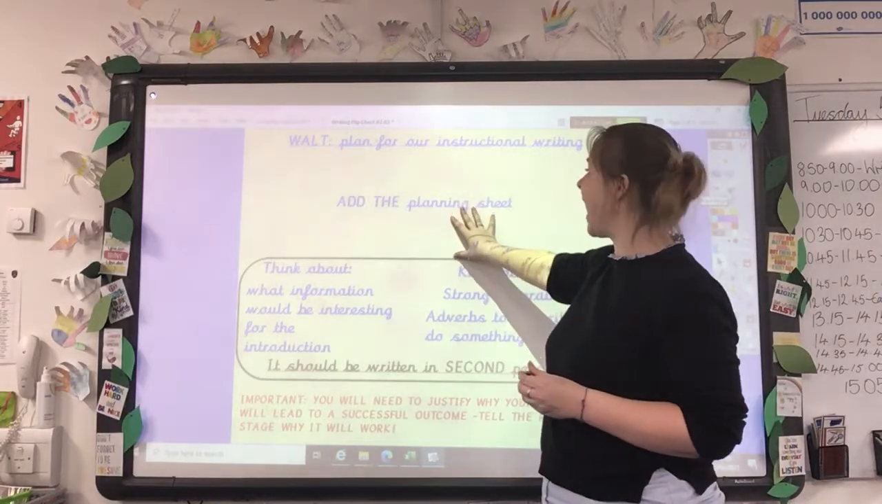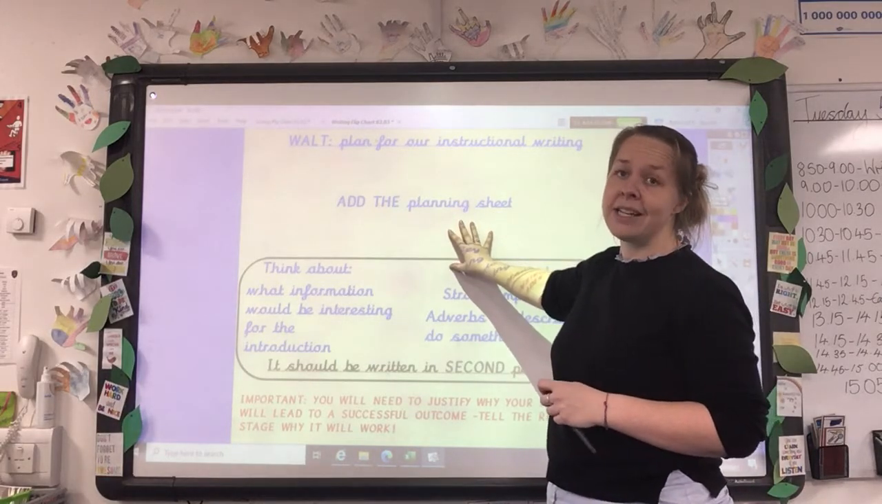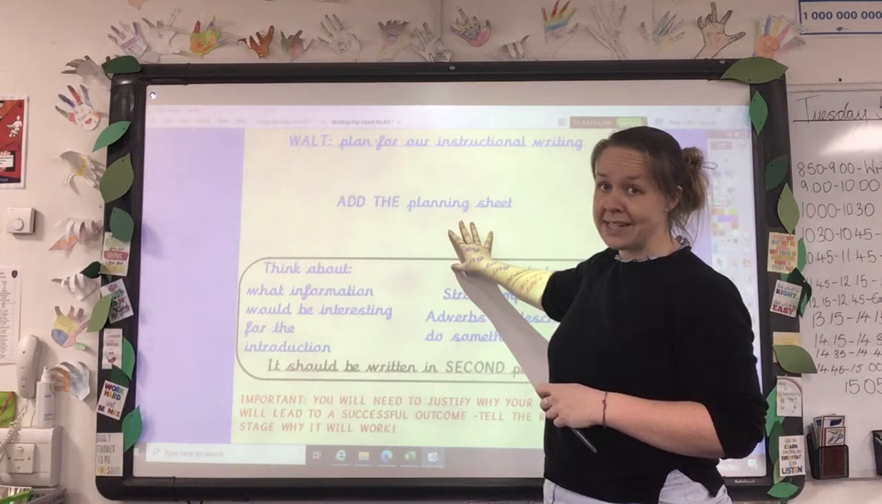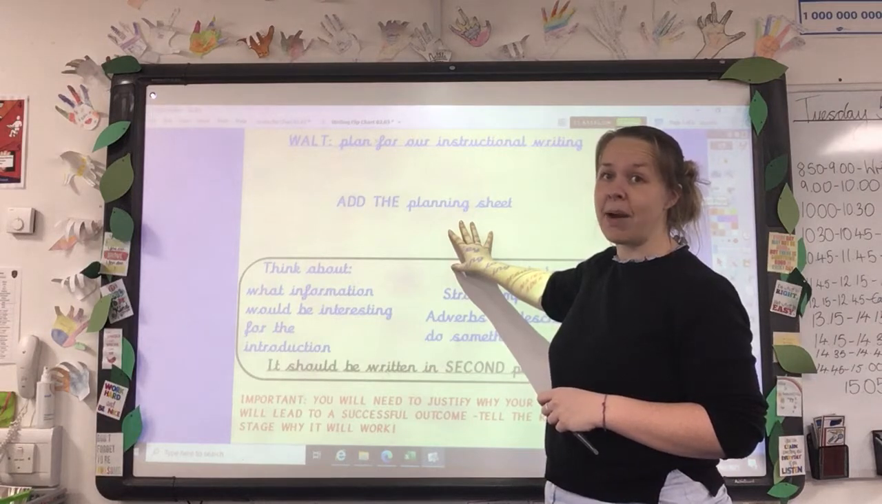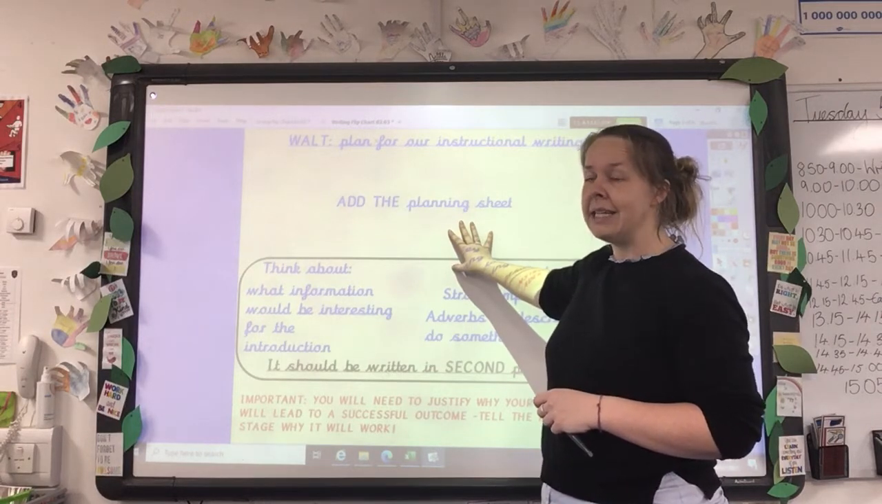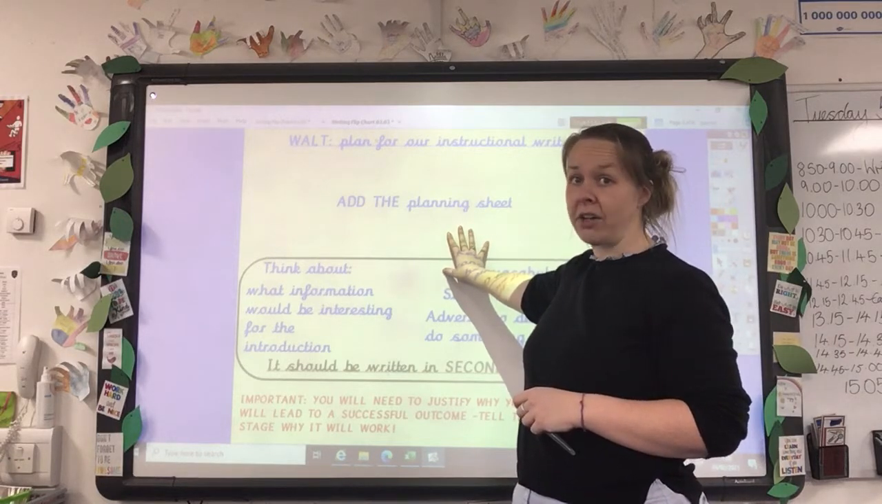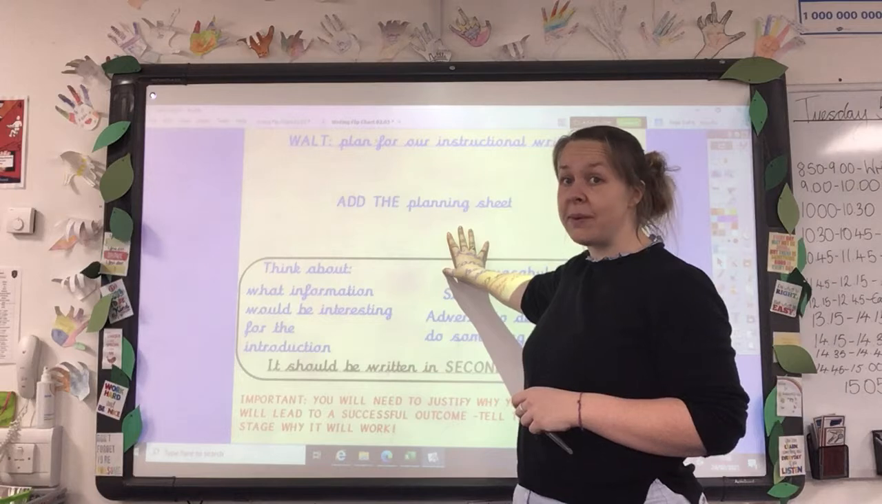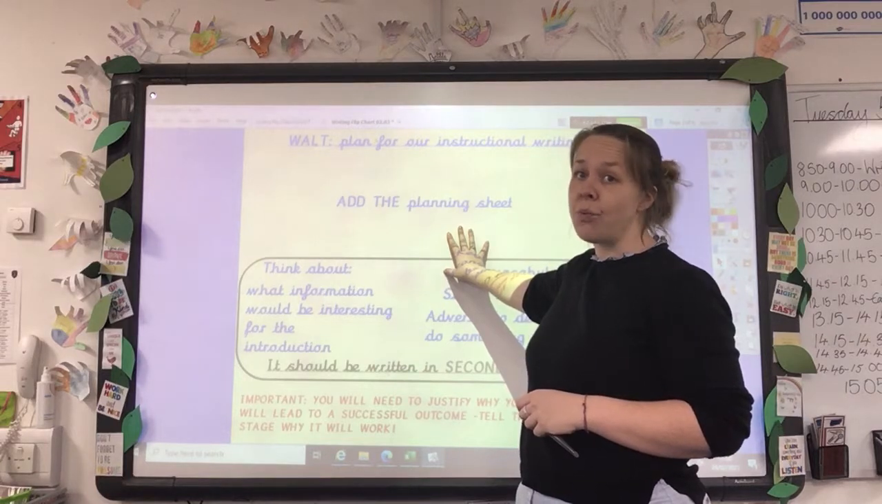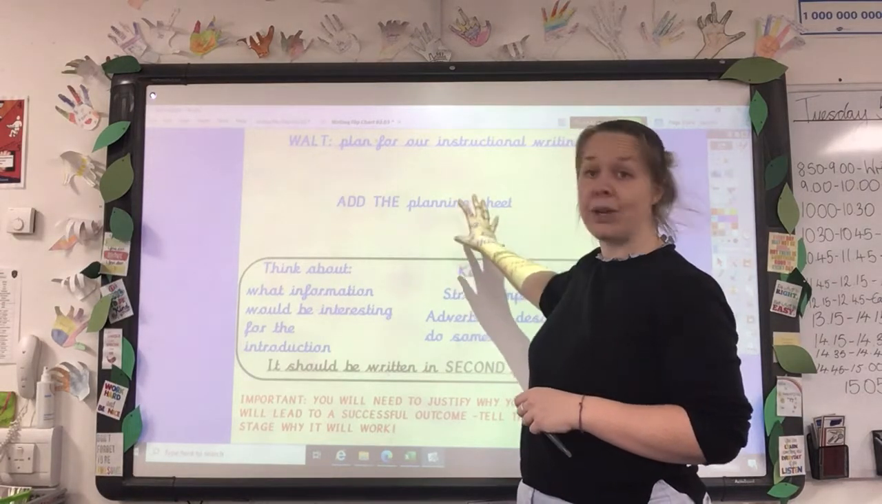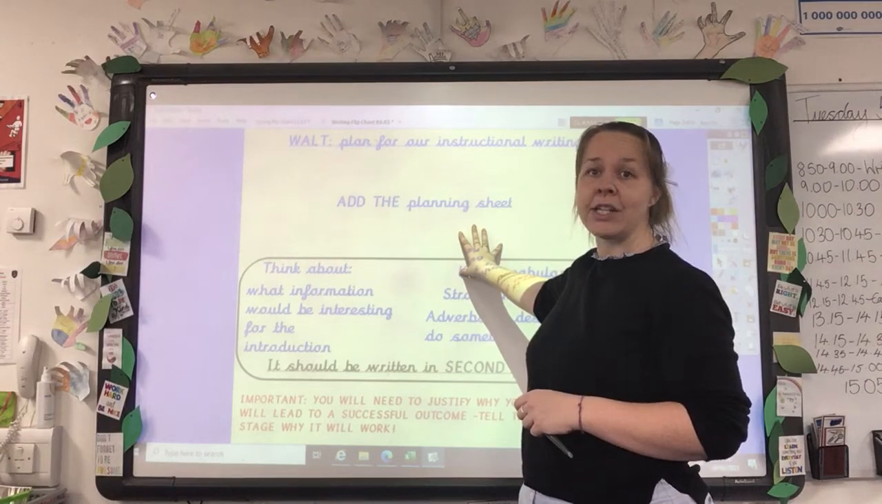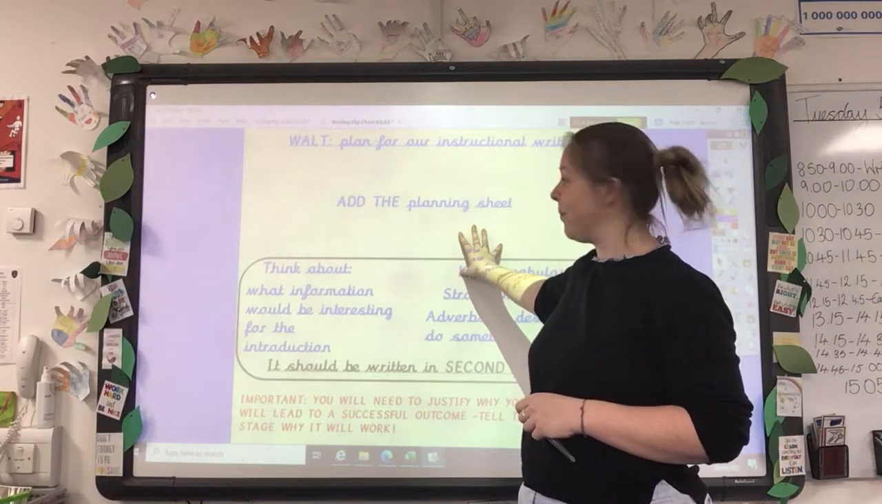Now up here it says add the planning sheet. That's because I'm filming this on Wednesday and you're going to be doing your science experiment tomorrow on Thursday. Now, your planning sheet won't be ready until the experiment's done. So when it comes to you actually doing this task on Tuesday, don't worry, this will be in your documents and it will also be in the flip charts. It's just not here for my video, that's all.